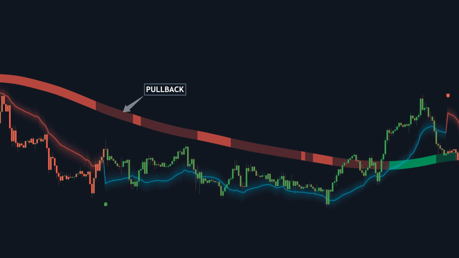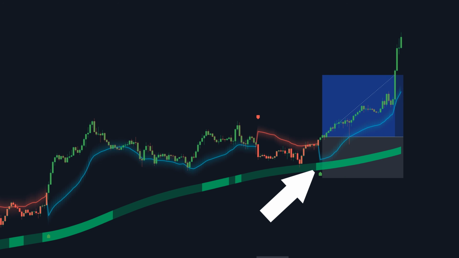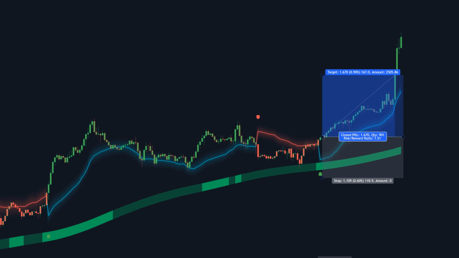Now let me show you an example of how we can combine these two indicators to enter a long position. So right here, there was a long trade with a risk-reward ratio of 1 to 1.5, and we could even push this to a risk-reward ratio of 2. Now the question is, what were the conditions that prompted us to enter this long position?